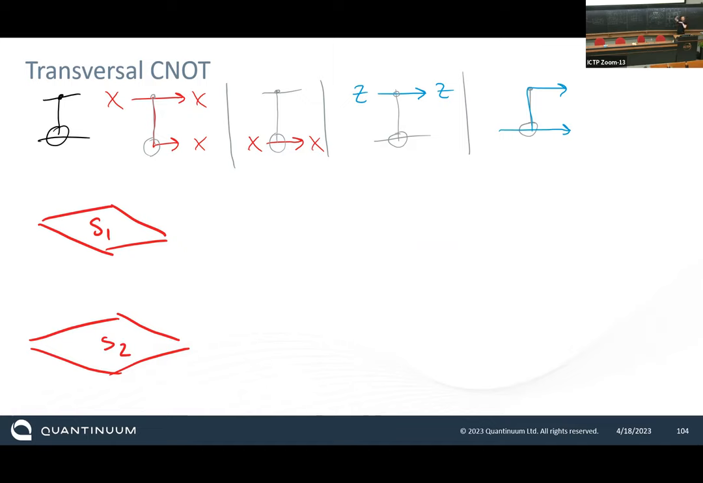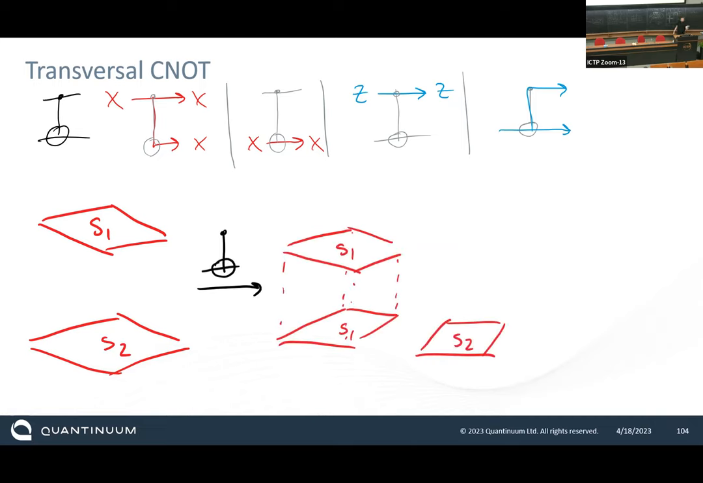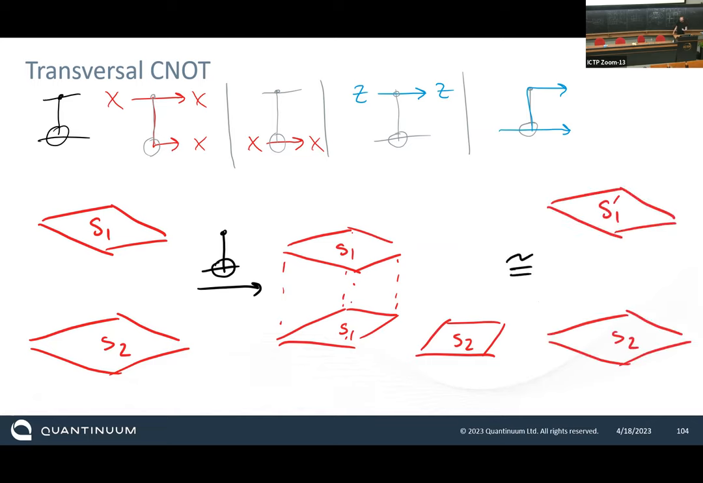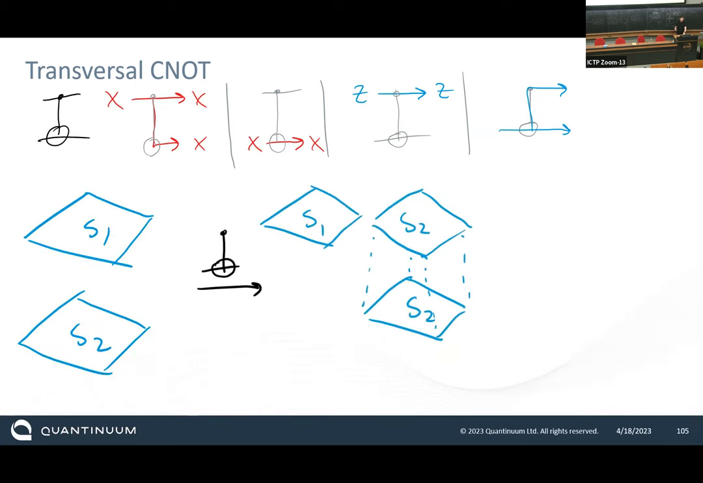If we have X and Z checks on the top and bottom, so S1 and S2, and we apply the CNOT between all the qubits, then we do get a doubling of S1 because the X flows down. But as Ben has mentioned, we can rewrite our generators by multiplying stabilizers by each other. So if we multiply S1 by S2, and S2 hasn't changed because it doesn't flow up from the target, then we get back to the original S1 prime in this case, and S2. So we get effectively the same original stabilizers, and the same story for the Z side, but everything flows in the opposite direction.